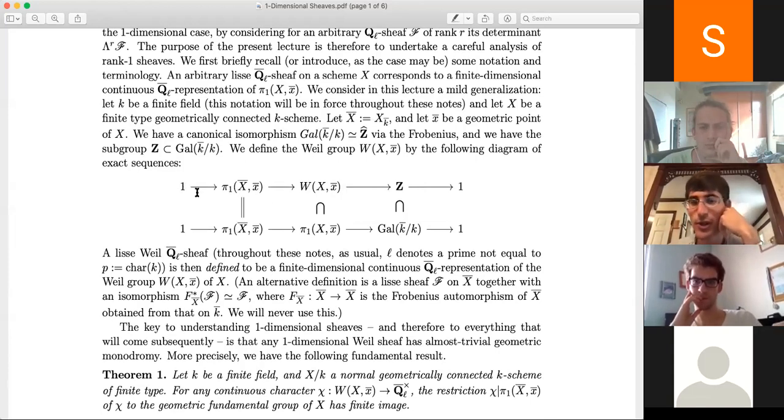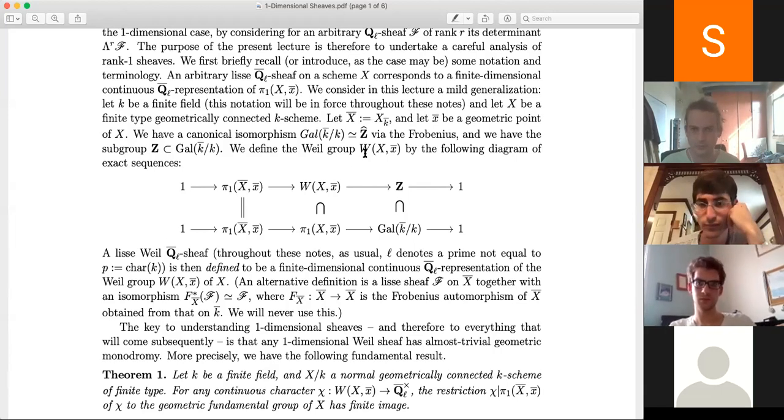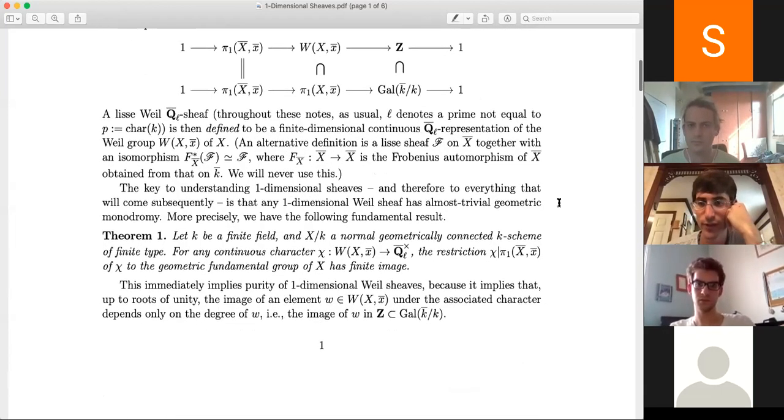Can everyone see my screen, by the way, like with my mouse moves and everything? Okay, great.